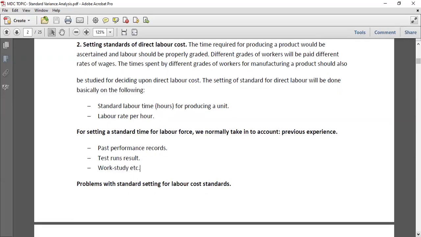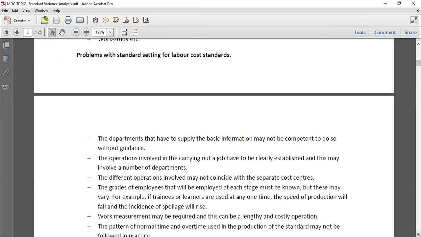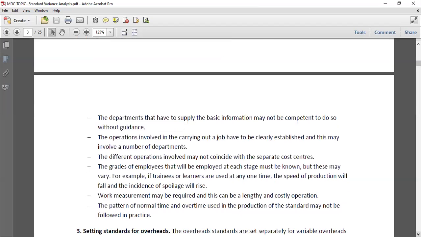In the same way, we also have some challenges for labor, okay? The departments that have to supply the basic information may not be competent to give us this information without guidance. This could be, for example, HR providing how much they should pay labor of a given category. And then, of course, the operations involved in carrying out the job have to be clearly established. So that is very important.